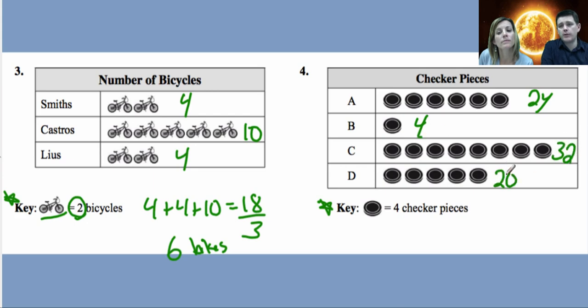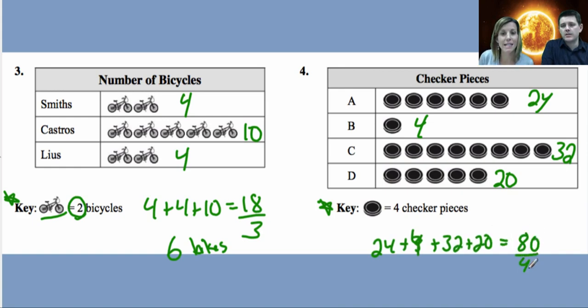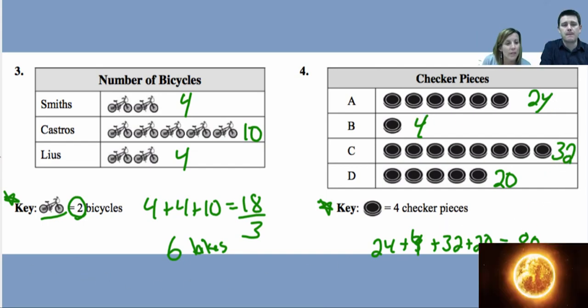And then 5 times 4 is 20. So 24 plus 4 plus 32 plus 20 is 80. 80 divided by 4 is 20. Did you really do 80 divided by 4 in your calculator? I guess I did. I just do it so automatically. 20 checker pieces, which makes sense. It's kind of in between the low and the high of our numbers here. Yeah, that low is bringing down the high.